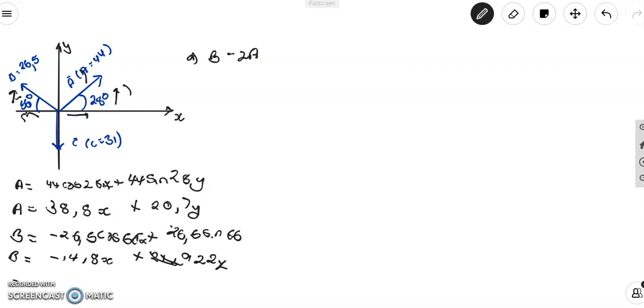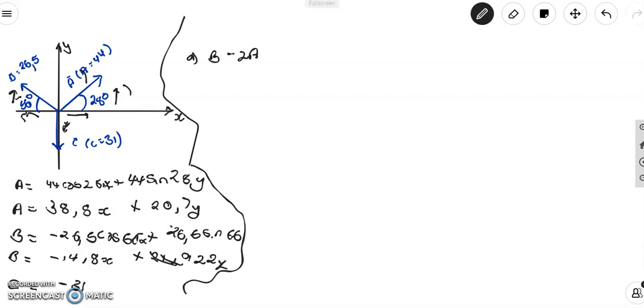And then for our C, it's simple because it's already along the negative y-axis. There's no x component, and it's pointing downward, which means it's negative. So C is equal to minus 31y. Now we're done with that. So now I'm going to answer the questions using these vector forms of A, B, and C.